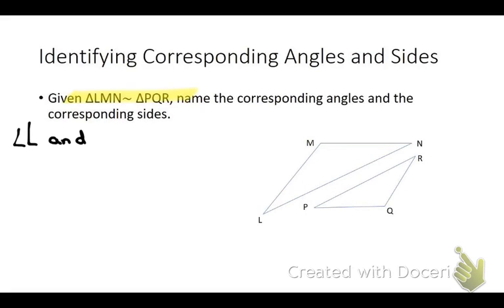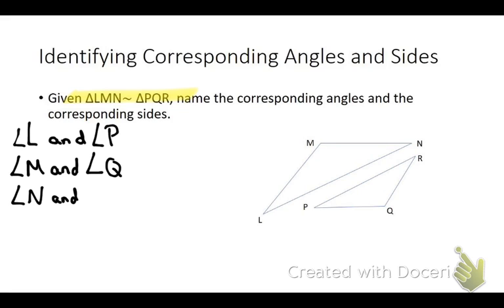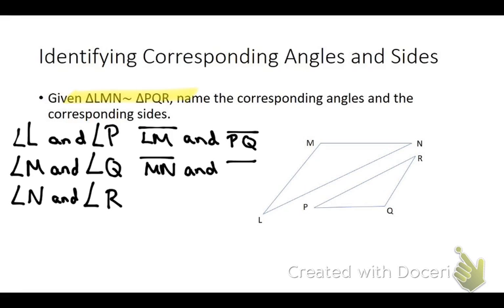The angle L and what other angle? P. Angle P. Should be angle M and Q. Should be angle N and R. Should be side LM and side PQ. MN and QR and LN and PR. Very good. Who got them all? Who got them all? So hopefully very easy question to do well on tomorrow.